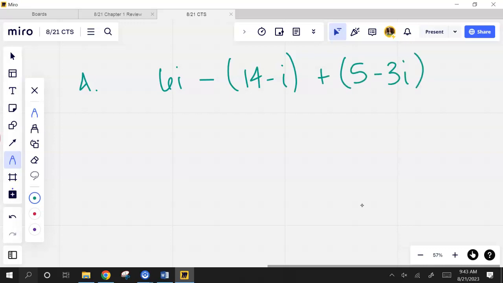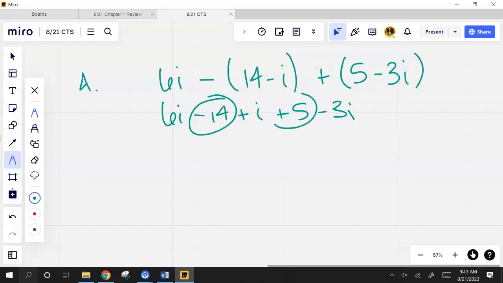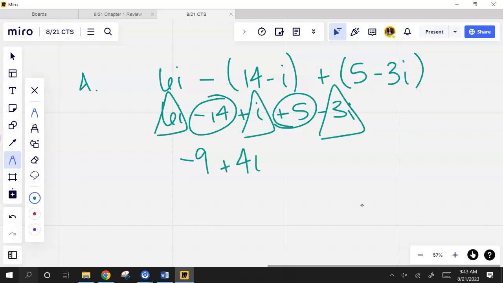All right, again, when I'm subtracting a complex number, I'm subtracting everything in those parentheses, right? So this is 6i minus 14 plus I plus 5 minus 3i. Gather together what goes together. So the whole numbers first. Negative 14 and positive 5 gives you what? Negative 9. Then I have 6i, I, and negative 3i, which gives me what? Positive 4i.